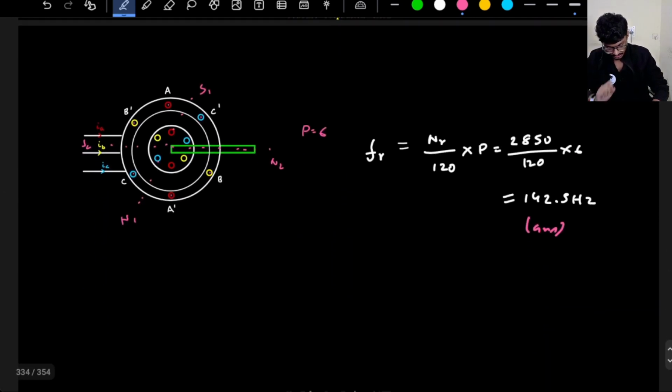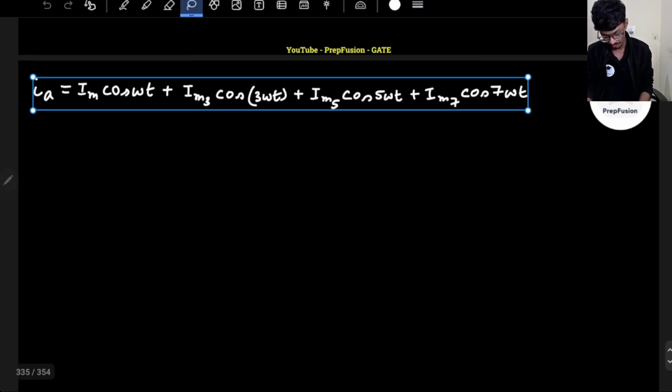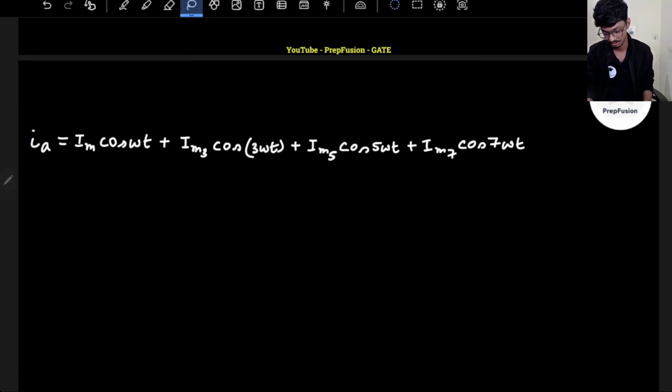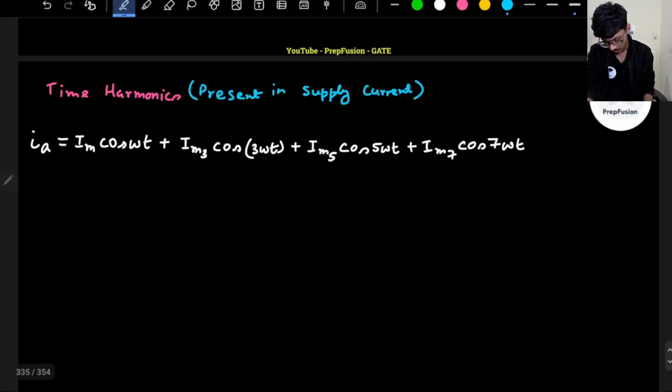Now let's discuss harmonics in induction motors. Mainly we will be discussing harmonics. There are two kinds of harmonics: one is time harmonics, another one is space harmonics. In the first part we will be discussing time harmonics. What does time harmonics mean? It basically means that harmonics are present in the supply current.